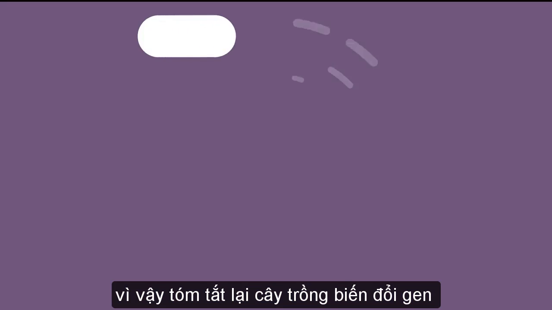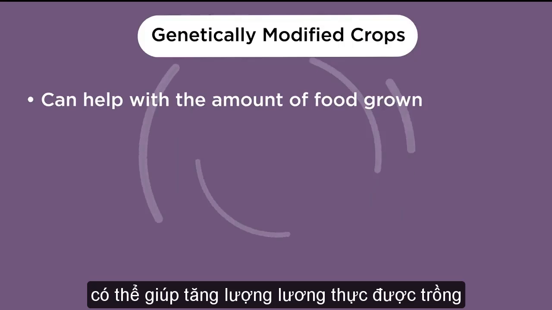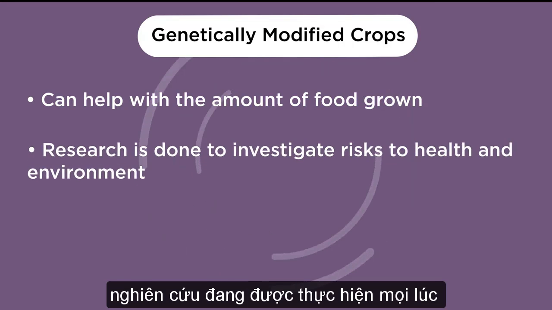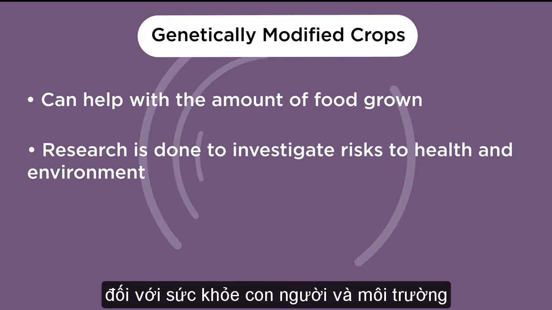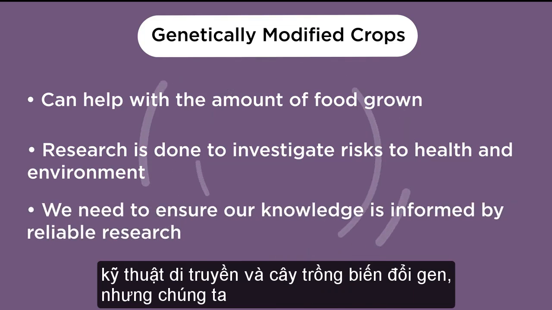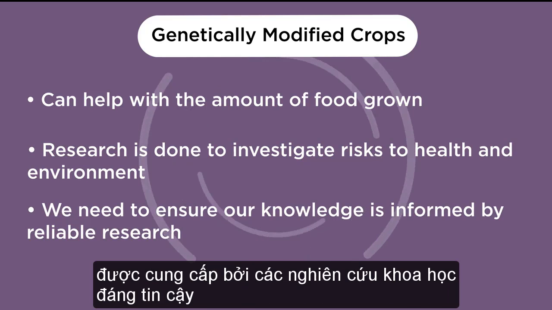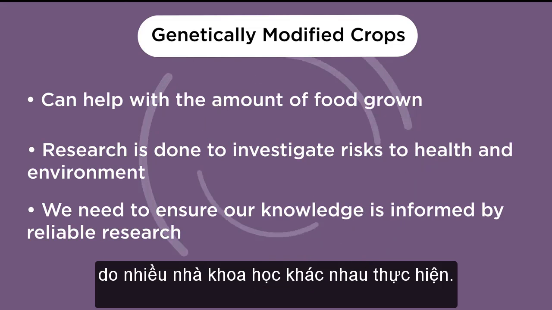So to recap, genetically modified crops can help with increasing the amount of food grown. Research is being done all the time to investigate possible risks to human health and the environment. Although many people have opinions about genetic engineering and GM crops, we need to ensure that our knowledge is informed by reliable scientific research conducted by many different scientists.